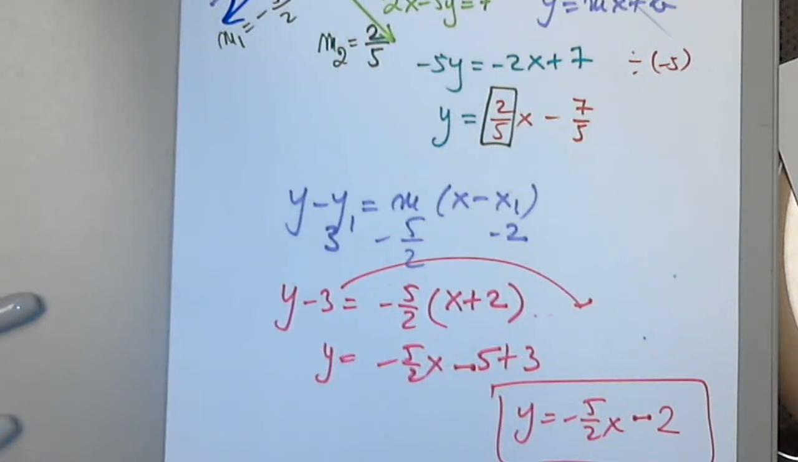The equation of the line passing through the point negative 2, 3, and perpendicular to the given line. Very good. Next problem, anything?